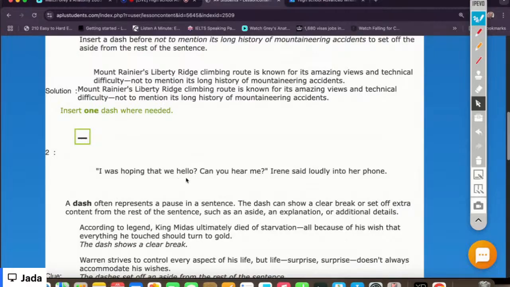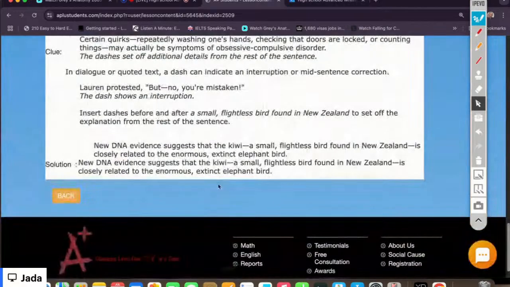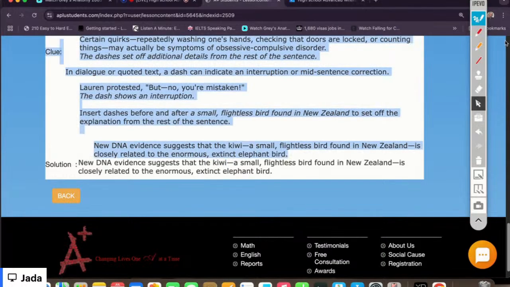Okay, I was hoping that, hello, can you hear me? Irene said loudly into her phone. So we have what? We, then hello. So the dash is supposed to show what? Interruption. Okay. So new DNA evidence suggests that the kiwi, a small flightless bird found in New Zealand, is closely related to the enormous extinct elephant bird. So we're gonna have the kiwi, then we have a dash.